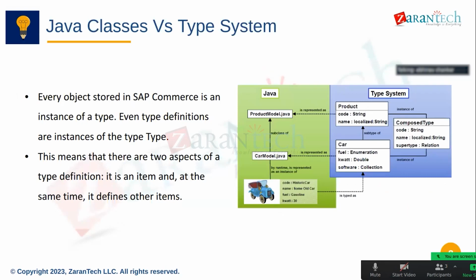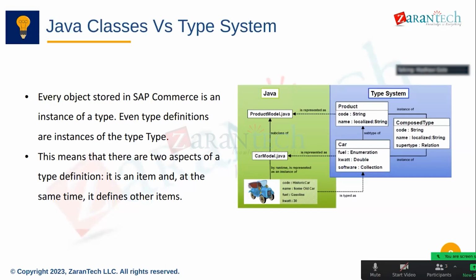So now this is, as I told you, Java classes versus type system. You can see over here, in Java, we do the product model and the cart model. In SAP Commerce, it's a type system. If you can see, product model is just like a Java class. Here it's a type system, so we refer to them as types.